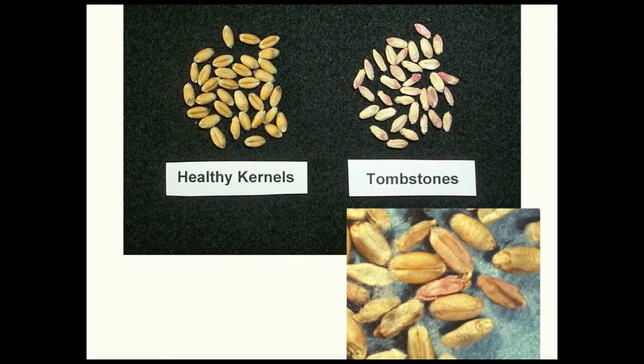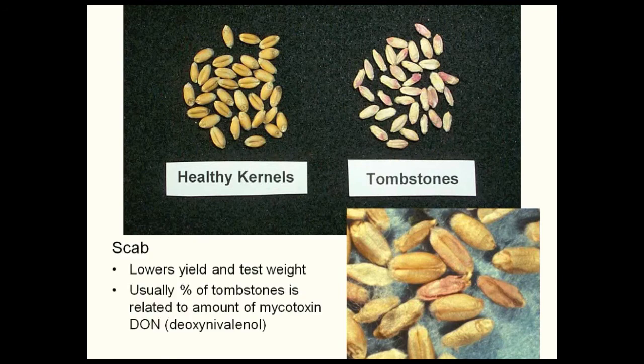Now, if you were to thresh that head and find out what was inside at harvest time, you'd find a mixture of healthy kernels, nice and plump, and these were called tombstones. These are the blighted, shriveled kernels that are just loaded with mycotoxins. They'll tend to have a little chalky appearance and sometimes a mildly pinkish cast to them. Here's a close-up photo of them.